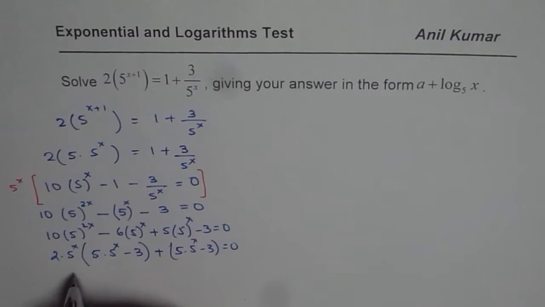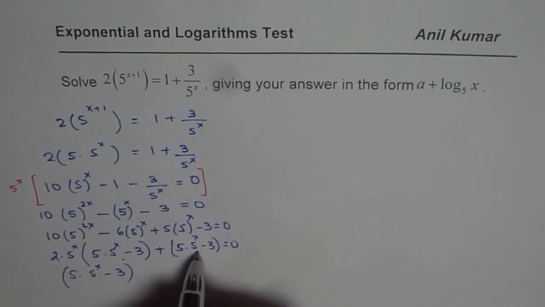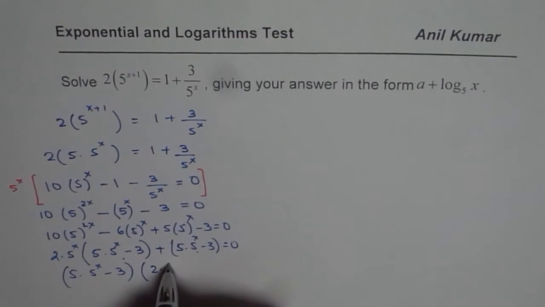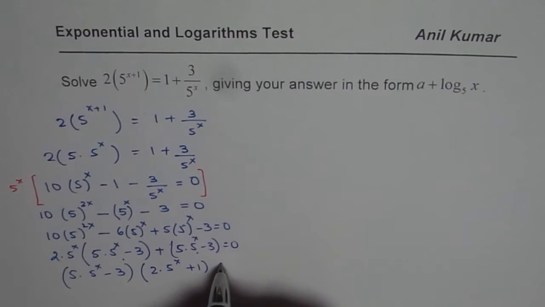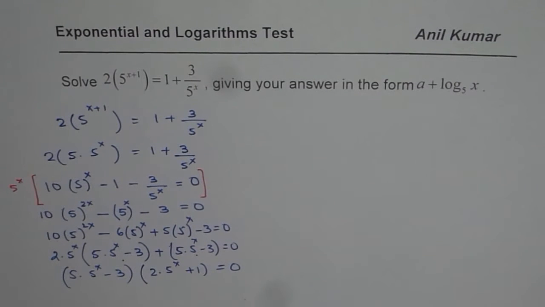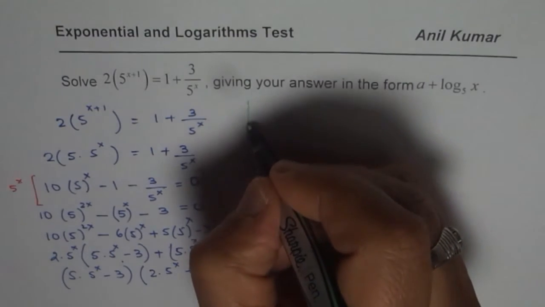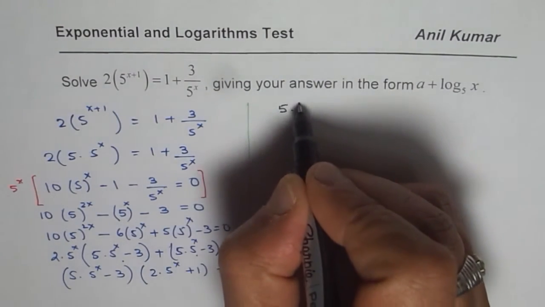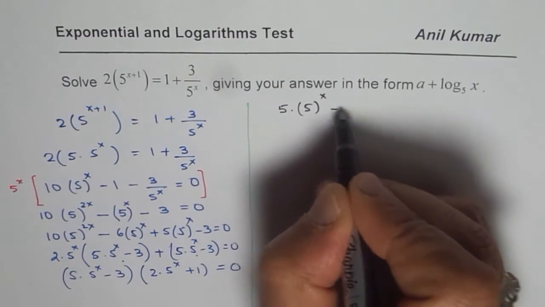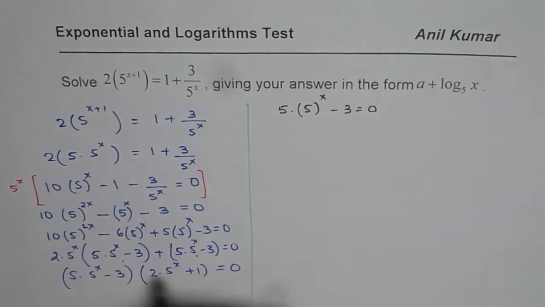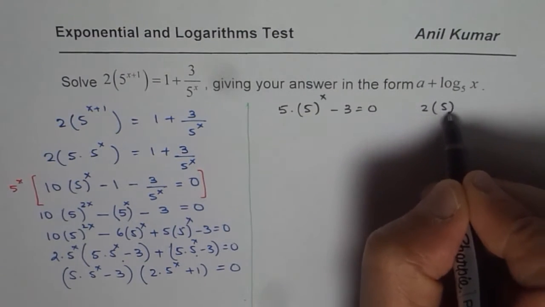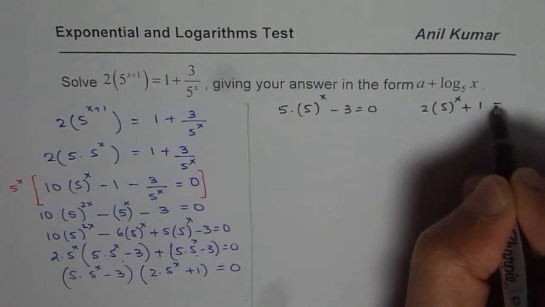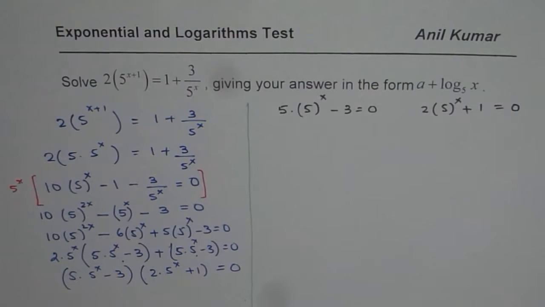Now we can factor this. We get 5 times 5 to the power of x minus 3 as the common factor, and the other one is 2 times 5 to the power of x plus 1 equals 0, right? So these are the two factors for us. Now to solve this equation, each factor can be equated to 0. So 5 times 5 to the power of x minus 3 equals 0 will give one solution. The other is 2 times 5 to the power of x plus 1 equals 0. Now let us solve these equations.